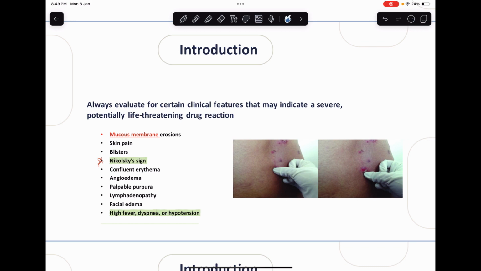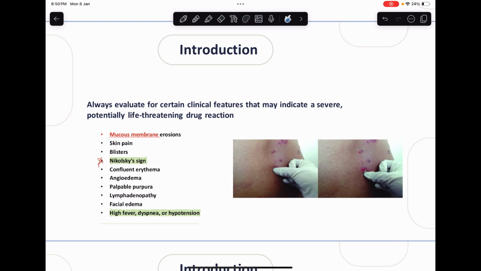Here it says always evaluate for certain clinical features that may indicate a severe, potentially life-threatening drug reaction. So these are some red flags, let's say, or alarming signs that indicate a life-threatening drug reaction. Among them are mucous membrane erosion and some blisters. Nikolsky sign: Nikolsky sign stands for a sign where, when you apply pressure or rub the skin around the blister, it will elicit new blister formation.